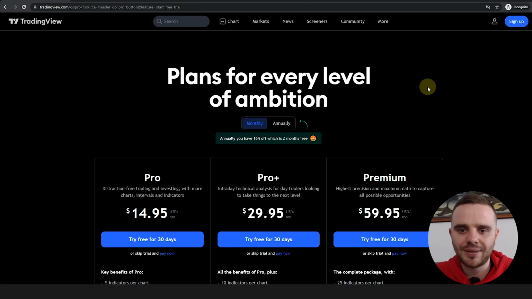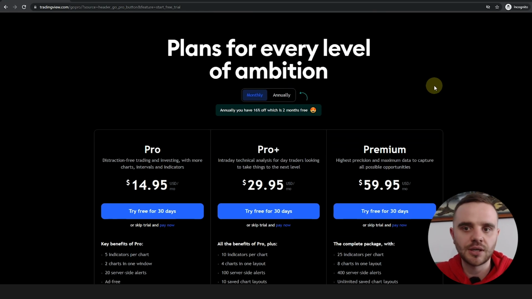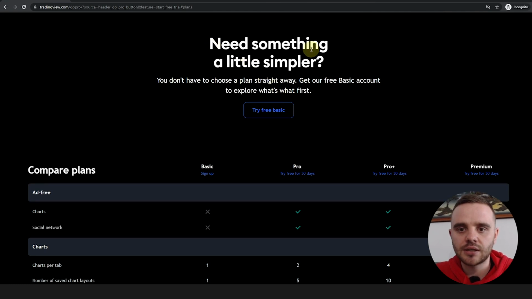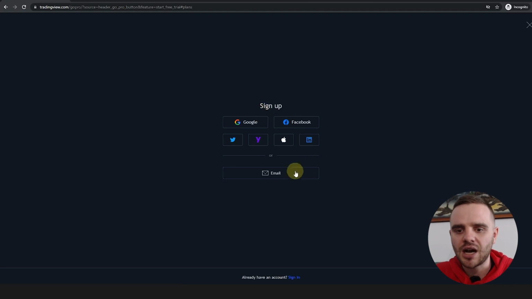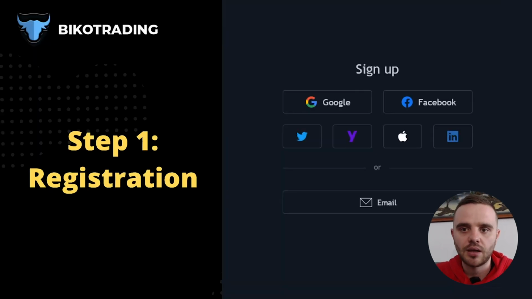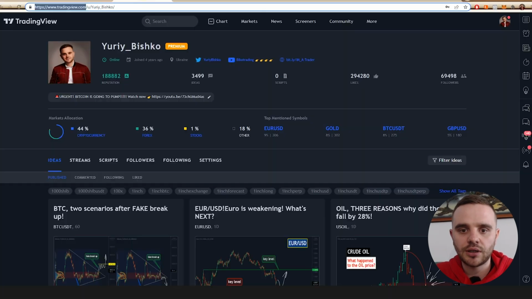where you can choose a plan. If you open this website for the first time, do not hurry up, scroll down. Needs something a little simpler, just try free basics. That's it. After that, you can sign up by Google, Facebook. You can write here your email, password, and create an account. That's it. After you create an account, you will have the main page.